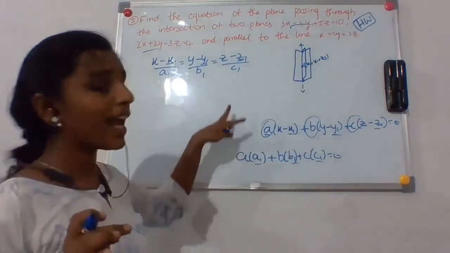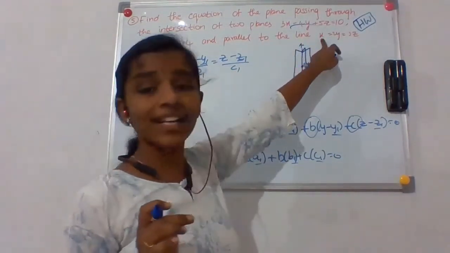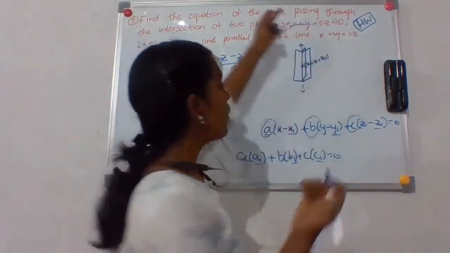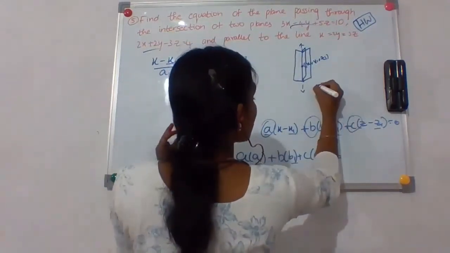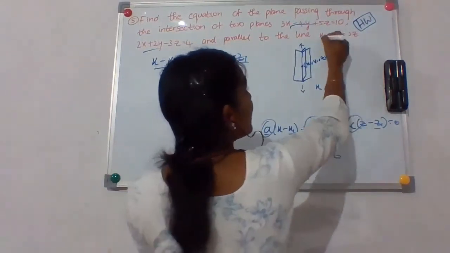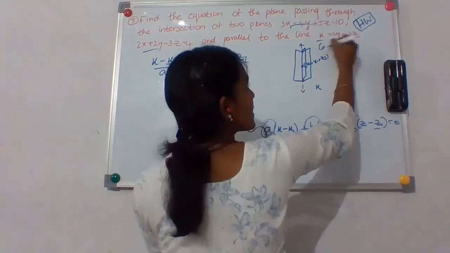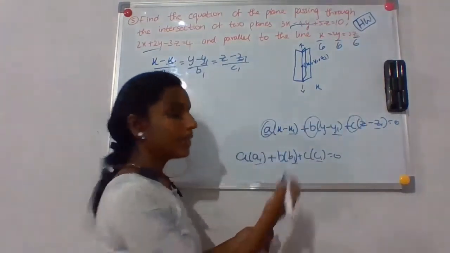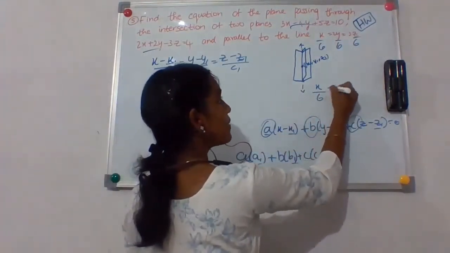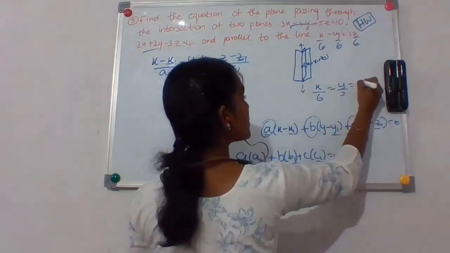After that, he has also given you another line. This line you can write it as, if you divide the whole equation by 6, then you will get x/6 = y/3 = z/2.